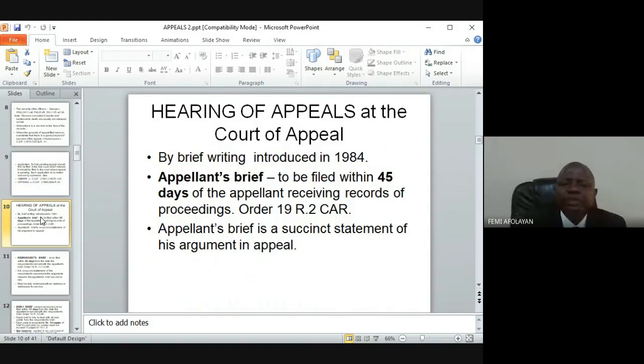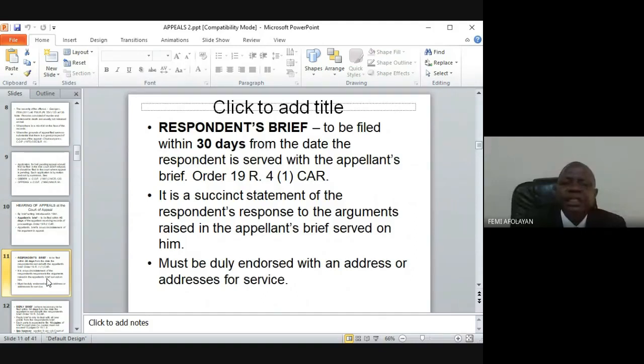The appellant's brief is a succinct statement of his arguments in the appeal. Then, after the appellant's brief is filed and served, the respondent is to file the respondent's brief, and he must do this within 30 days from the date he is served with the appellant's brief. On this, please see Order 19 Rule 4.1 of the Court of Appeal rules.